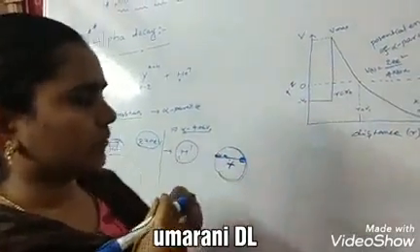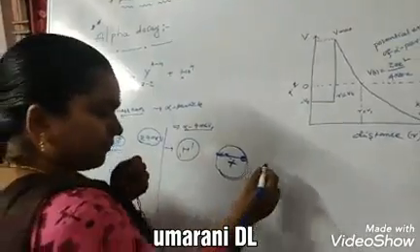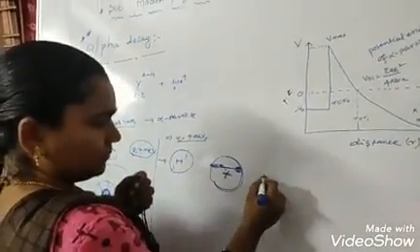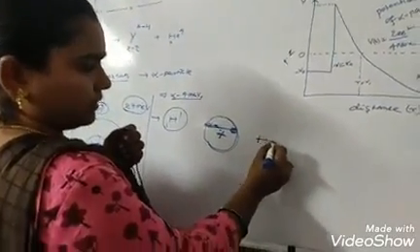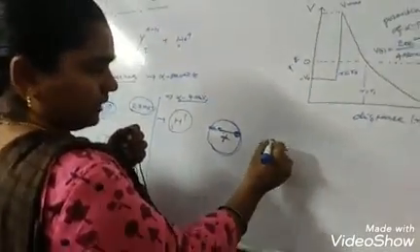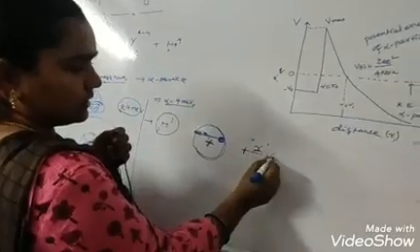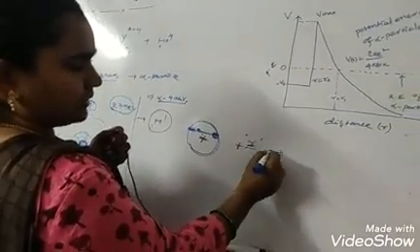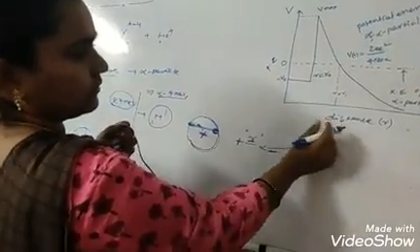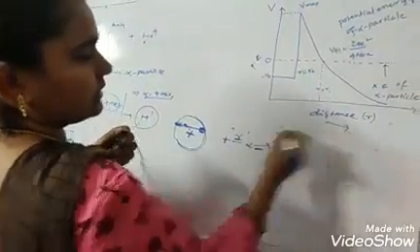R is nothing but the distance between the nucleus of the uranium and the alpha particle. The distance is represented by r. So distance is increasing like this.